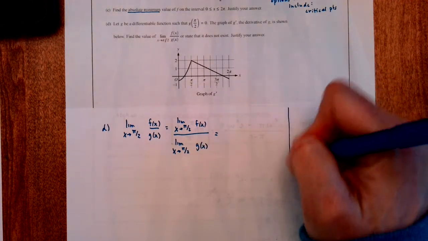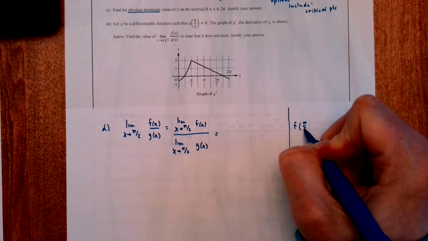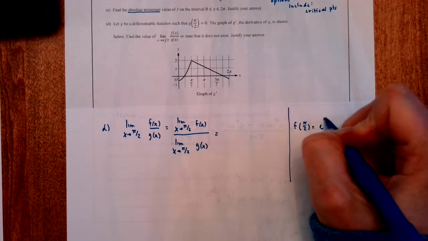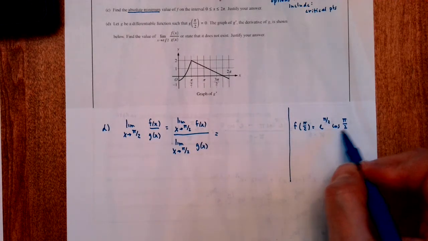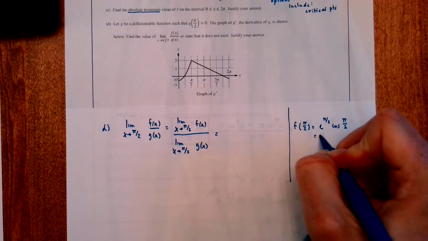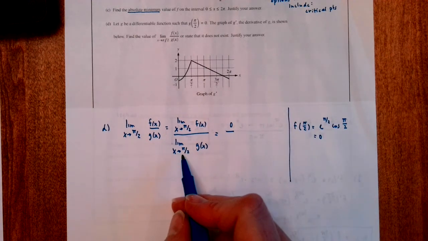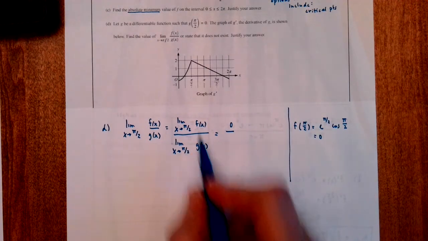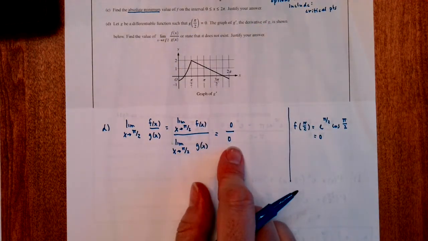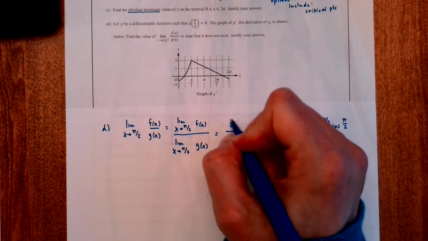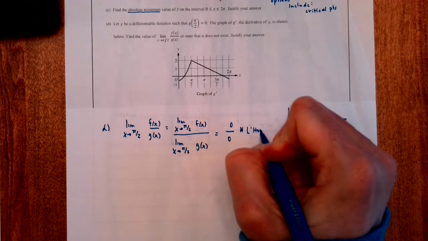I'm going to evaluate f of pi over 2. So I get e to the pi over 2 times cosine of pi over 2. Right away I see cosine of pi over 2 is 0, which makes this 0. So if I try to plug it in, I get 0. On the bottom, if we plug in pi over 2 for g, they told us g of pi over 2 is 0. As soon as I see this 0 over 0, I know I've got an indeterminate form. So I've stated the indeterminate form, and now I know I need to use L'Hopital's rule.